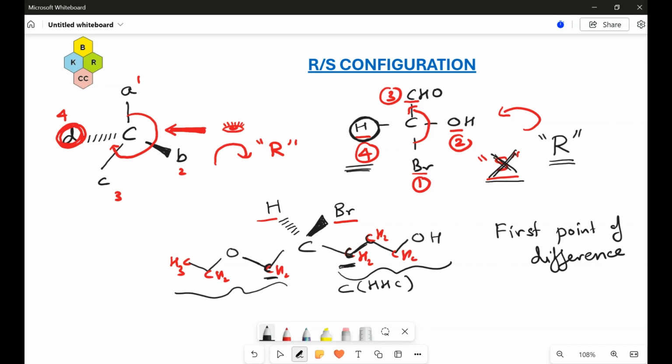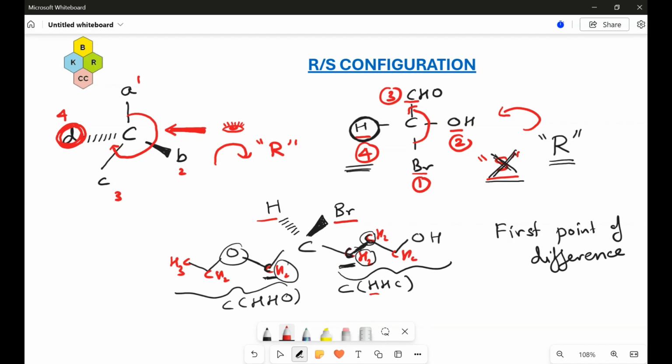That's all. So here, this first carbon and this is also first carbon. They cannot be prioritized based on the atomic number because both are carbon. So I have to go further. I go further along the bond and I see the next carbon. This carbon is attached to two hydrogen and one carbon, whereas this carbon is attached to two hydrogen and one oxygen. So I get the first point of difference.